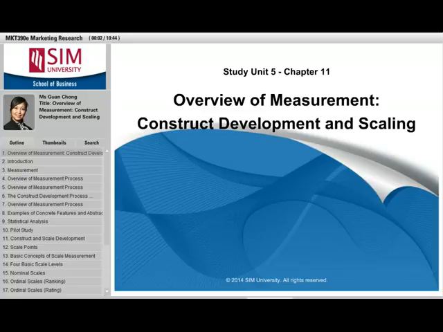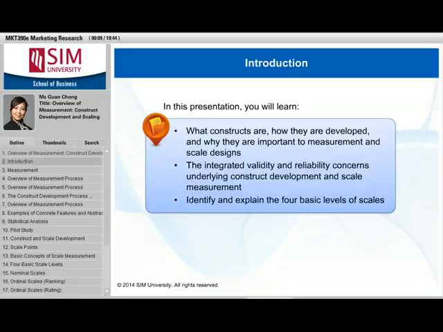Study Unit 5. This presentation is an overview of measurement, construct development, and scaling. In this presentation, you will learn what constructs are, how they are developed, and why they are important to measurement and scale designs. You will also learn the integrated validity and reliability concerns underlying construct development and scale measurement, and how to identify and explain the 4 basic levels of scales.